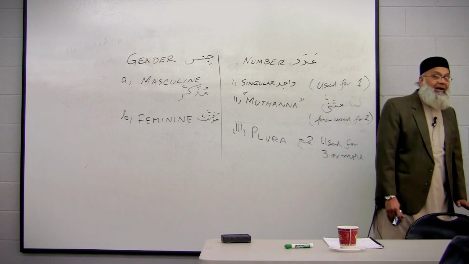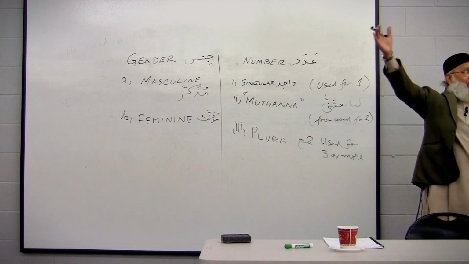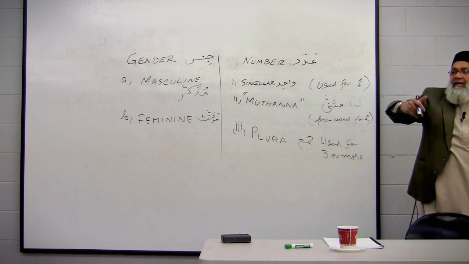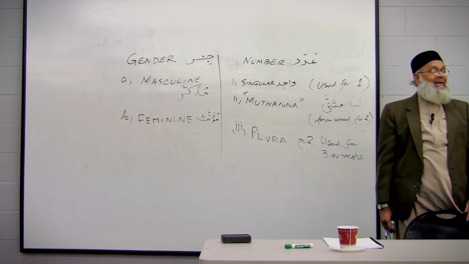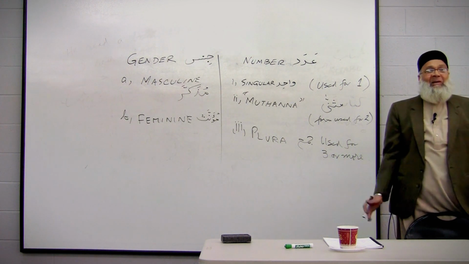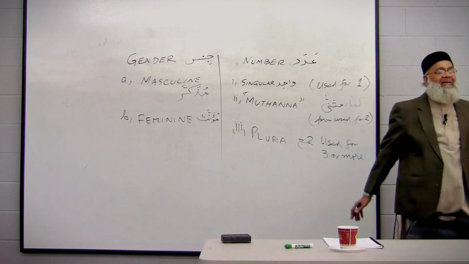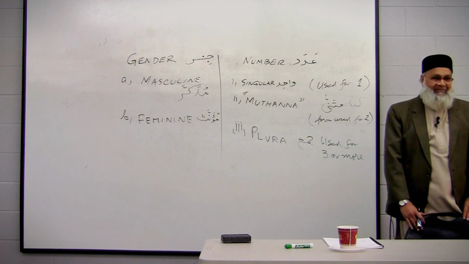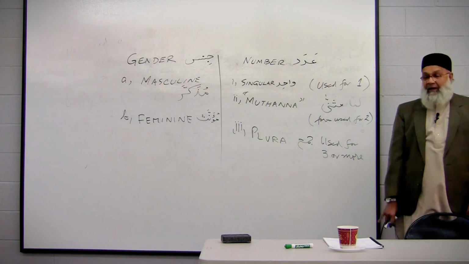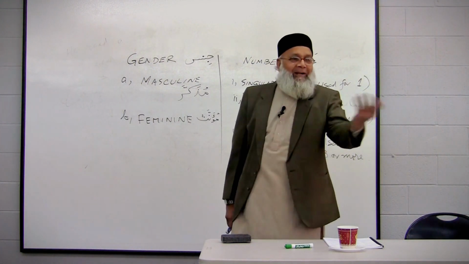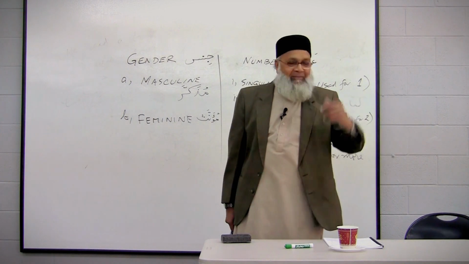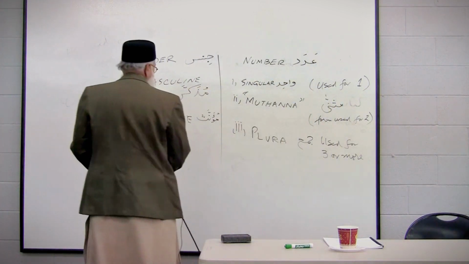Right? But what does it mean? There is a wide range of mudhakkar and a small range of muannas apparently, but practically you will find they will make most of the things as feminine, the Arabs. So, if we study the muannas in detail, we automatically study the mudhakkar. So, let's study the muannas.